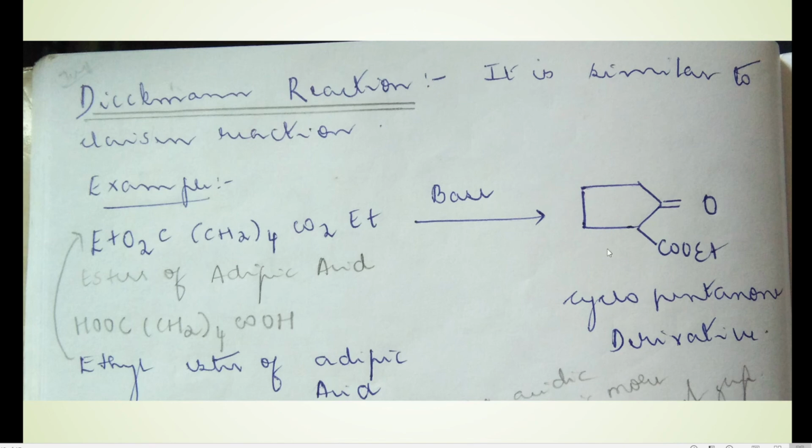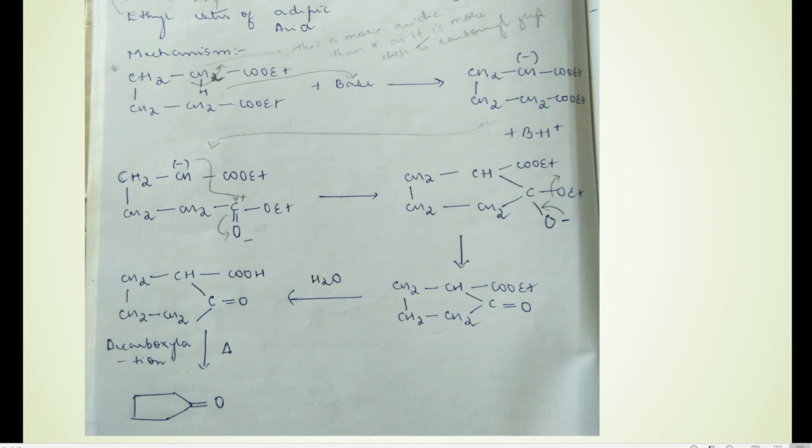We get a cyclic product. Here in this case, it is a cyclopentanone derivative. So once again there is a new ring formation that is taking place. So it's an example of ring formation reaction. Next, let us study how the mechanism of this reaction takes place.